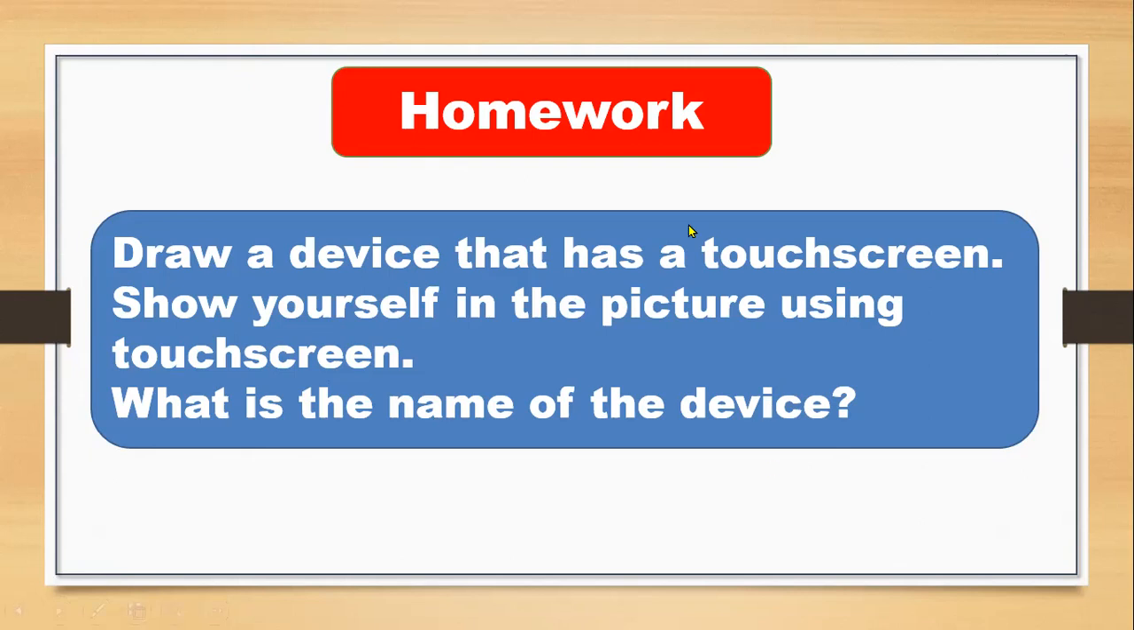I hope you understand today's lesson about input and output. Anything you write, anything you send as information to the computer, the device will be input. And when you receive or take output from the computer, it will be output.